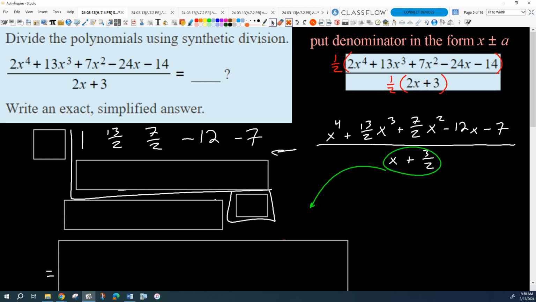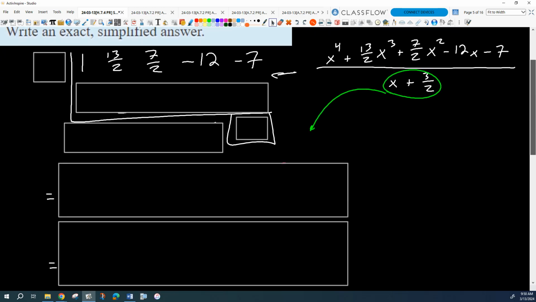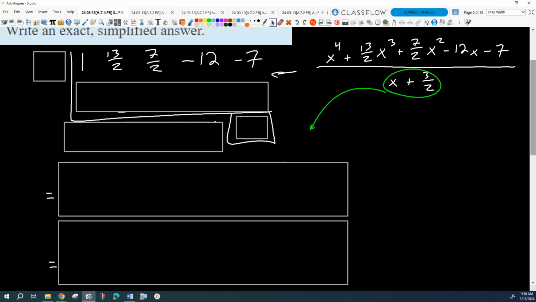So if I distribute a 1/2 all the way through, that's going to give me 1x to the 4th plus 13/2 x cubed plus 7/2 x squared minus 12x minus 7. Everybody agree? Yeah. And then on the bottom, I just get x plus 3/2. Okay? So now let's set up the synthetic division. Okay, everybody agree with the line of coefficients? Yeah. Okay, what goes out front? Negative 3/2. Negative 3/2, good. Okay, and we'll start. So what do I do first? Okay, so I could, maybe.